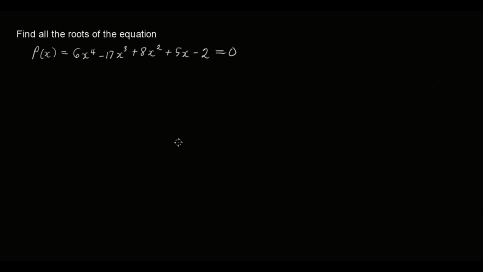We're going to find the rational roots, all the rational roots of the equation p of x equals 6x to the fourth minus 17x cubed plus 8x squared plus 5x minus 2 equals 0. Kaduksong to ng mga videos ko about rational root theorem.